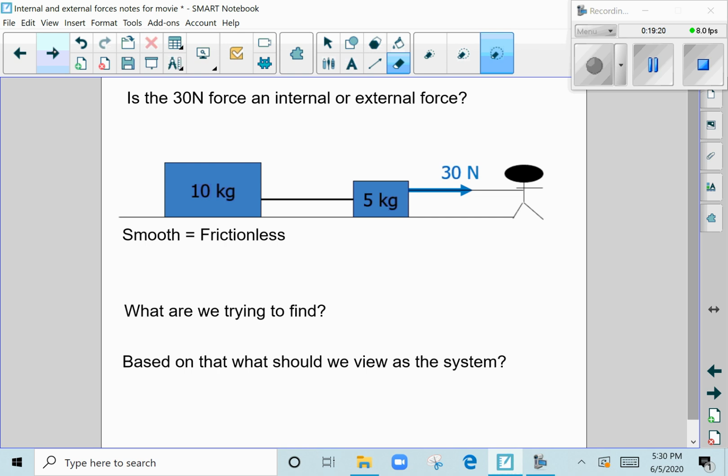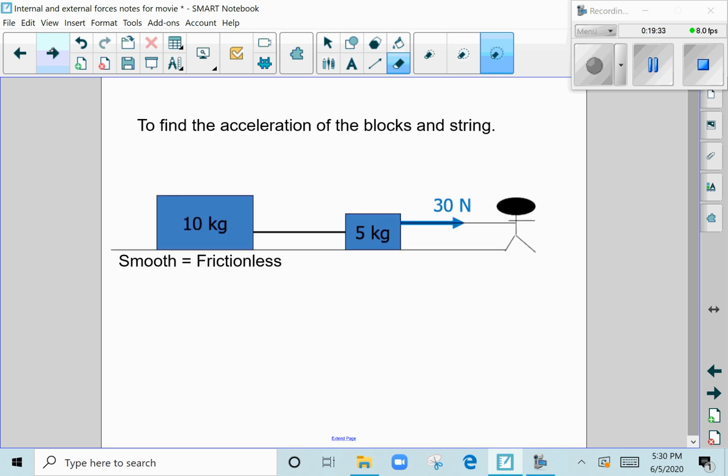This 30 newton force could be an external force if my system is small, and it could be an internal force if my system is large. It all depends on what's going to be involved in what I'm looking for. So we're going to clarify the question slightly and say we're going to find the acceleration of the blocks and the string. Well, since I'm looking at the acceleration of just the blocks and the string, the person really isn't going to be that important. They're not going to be part of what I'm looking at.